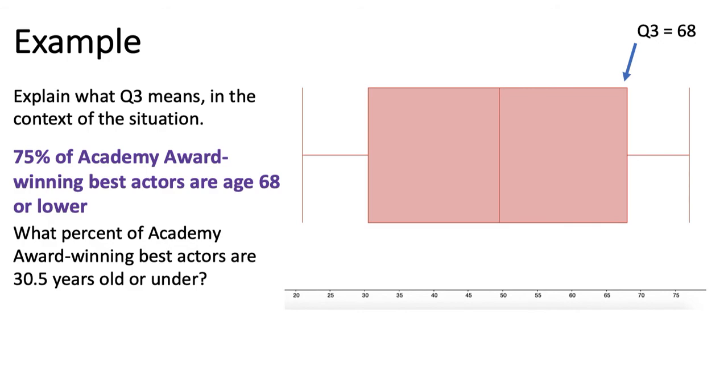Now let's identify what percent of Academy Award-winning Best Actors are 30 and a half years old or under. We can do this by identifying which quartile fell at this age. Remember, that was Q1. Q1 was 30.5. And remember, another term for Q1 is the 25th percentile. Because once we've reached Q1, we've reached the first 25% of data values. This means 25% of Academy Award-winning Best Actors are this age or lower.